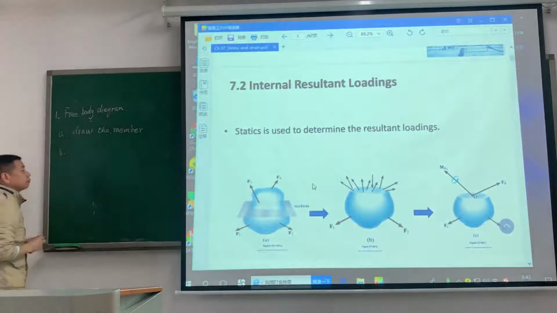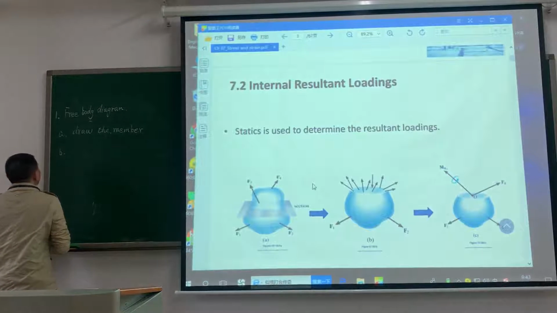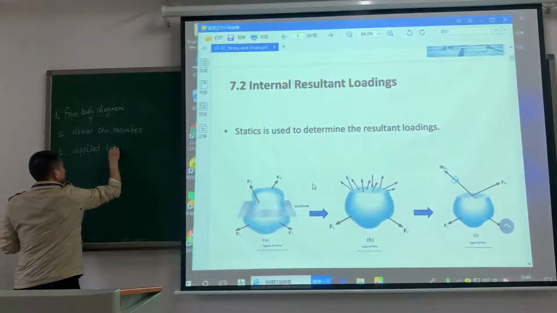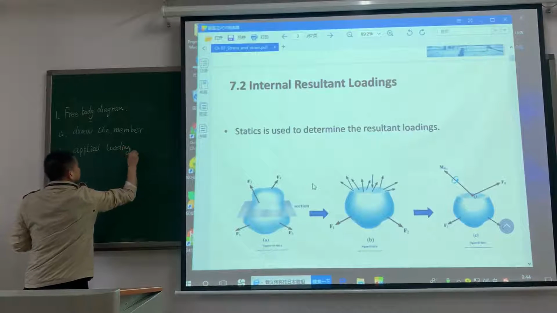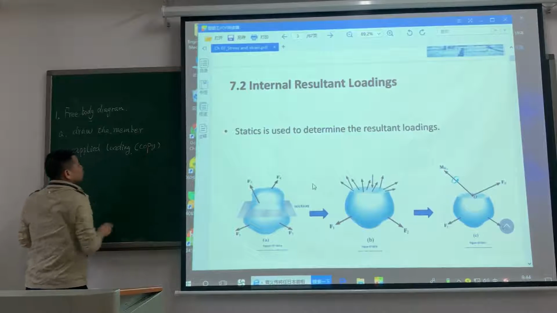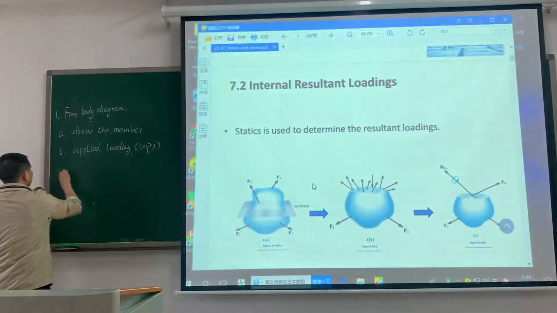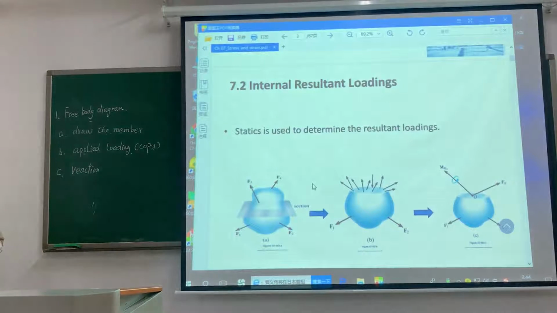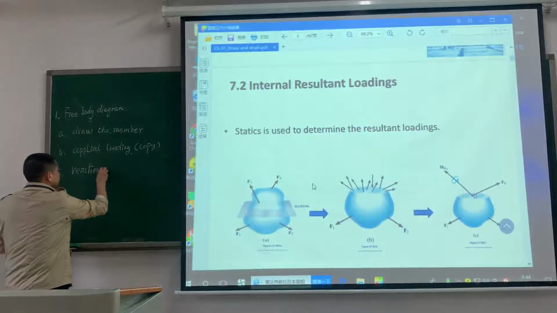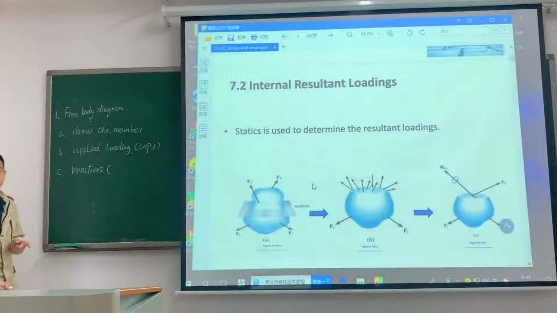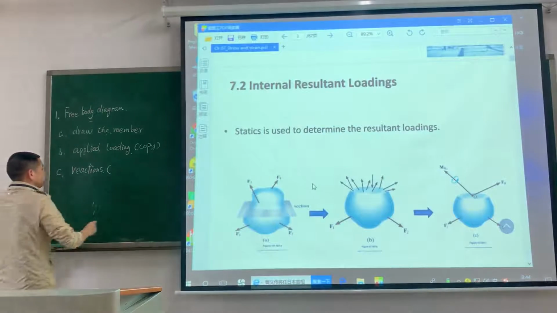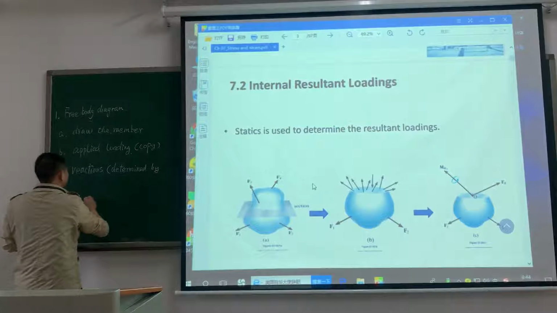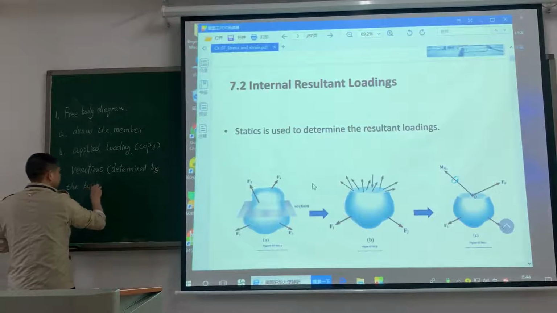The second step is to draw the applied loads. How to draw it? Just copy it. The third step is to draw the reactions. How to draw the reactions? According to the kind of support. It is determined by the kind of support.